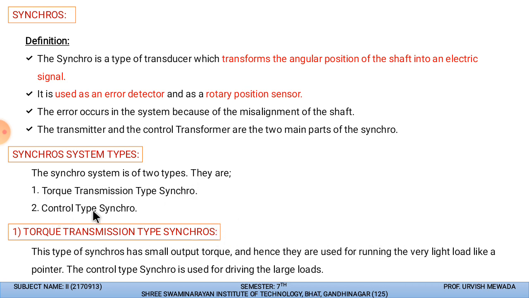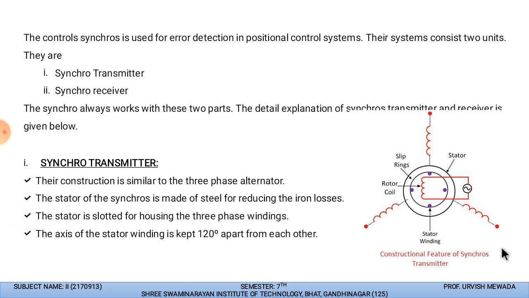Now the control type synchro is used for driving large loads. Here the control synchro is used for error detection in a positional control system. So here we use the synchronous machine structure, or construction, for the detection of the position of the shaft, and that system consists of two units: first is the synchro transmitter and the second is the synchro receiver.